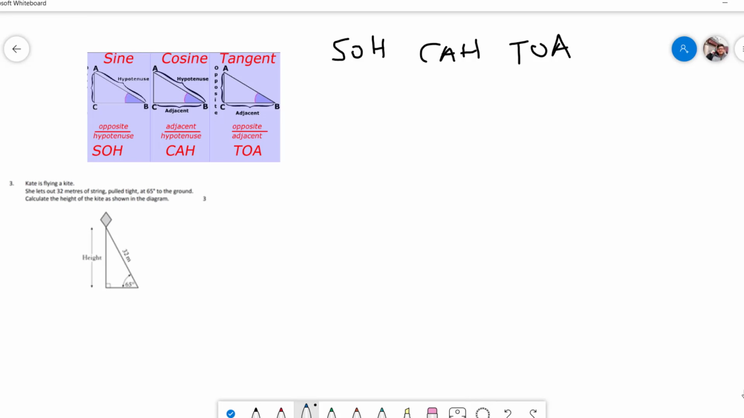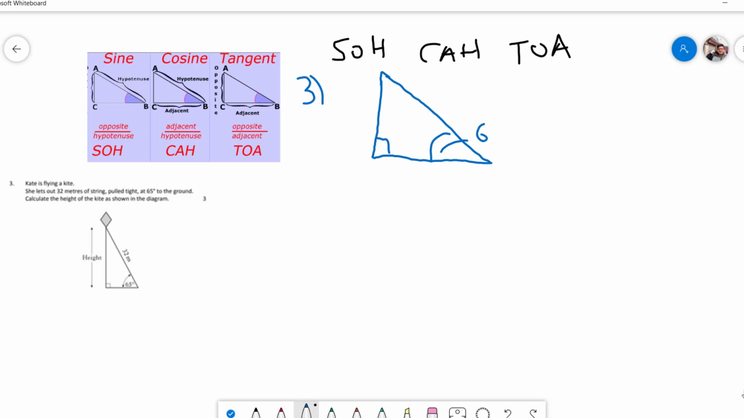Okay, so on to question number 3. Kate is flying a kite. She lets out 32 meters of string, pulled tight at 65 degrees to the ground. Calculate the height of the kite as shown in the diagram. So I'll draw that diagram out just so it's easier to see. We have something that looks a bit like that.